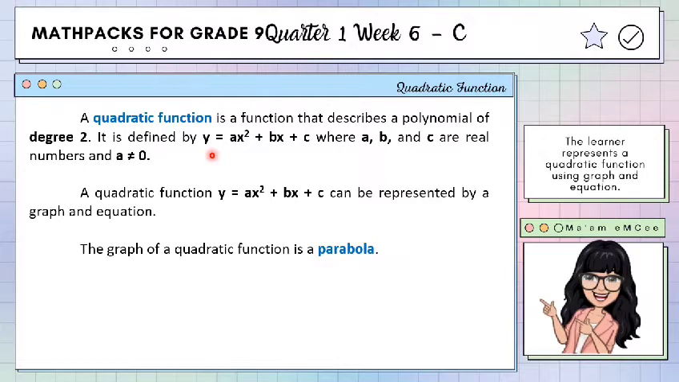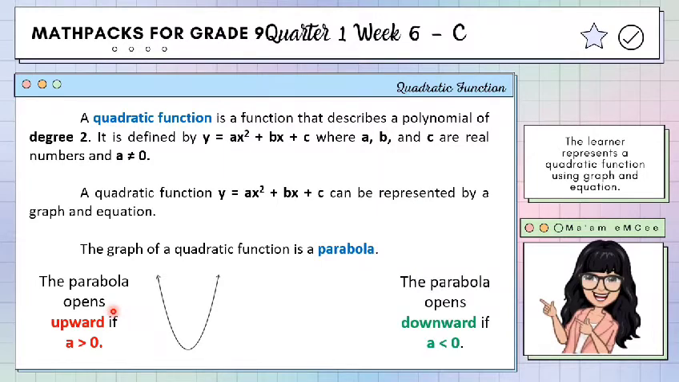So the graph of a quadratic function is a parabola. A parabola is a U-shaped curve. So the parabola opens upward if a is greater than 0. A is greater than 0, that means to say your a is positive. So the leading coefficient in your function is positive. Then the parabola opens upward and it looks like this one. Now the parabola opens downward if a is less than 0 or if your a is negative. So if the coefficient of x squared here is negative, then your parabola opens downward and it looks like this one.